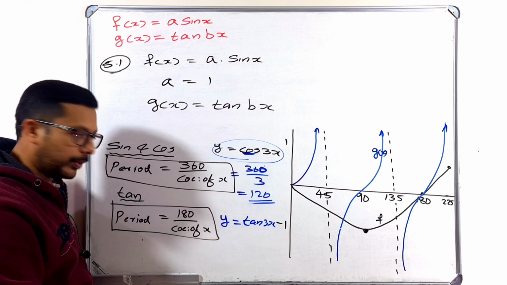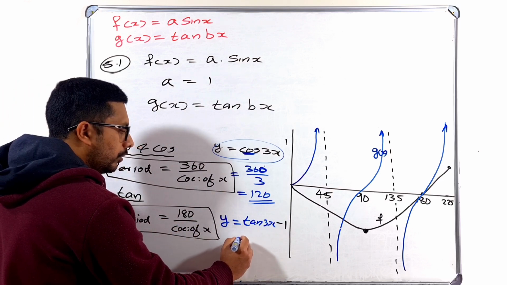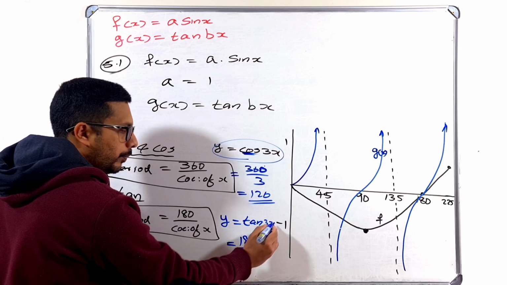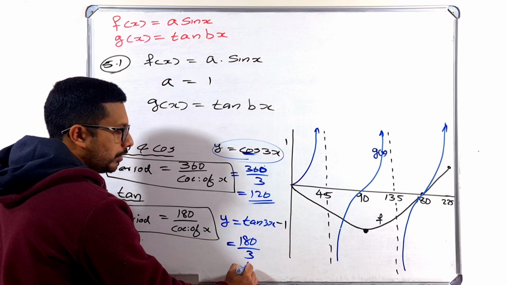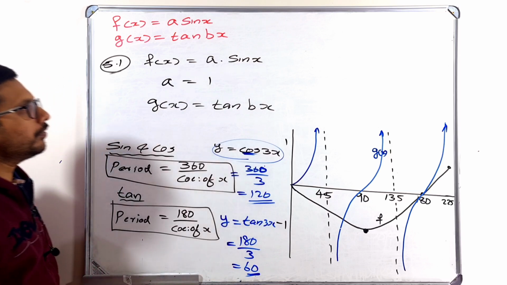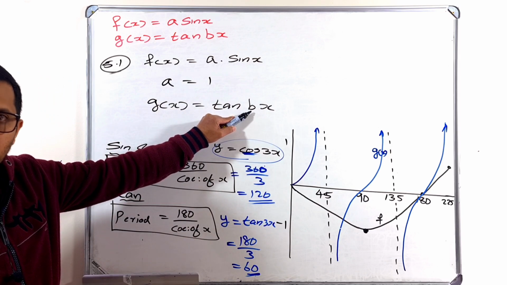Here, how can you find the period? Formula is this one. So period is equal to 180 divided by coefficient of x, that is 3. You understand? So it is 60 degrees. Anyway, what I'm trying to explain, this b determines the period of the graph.